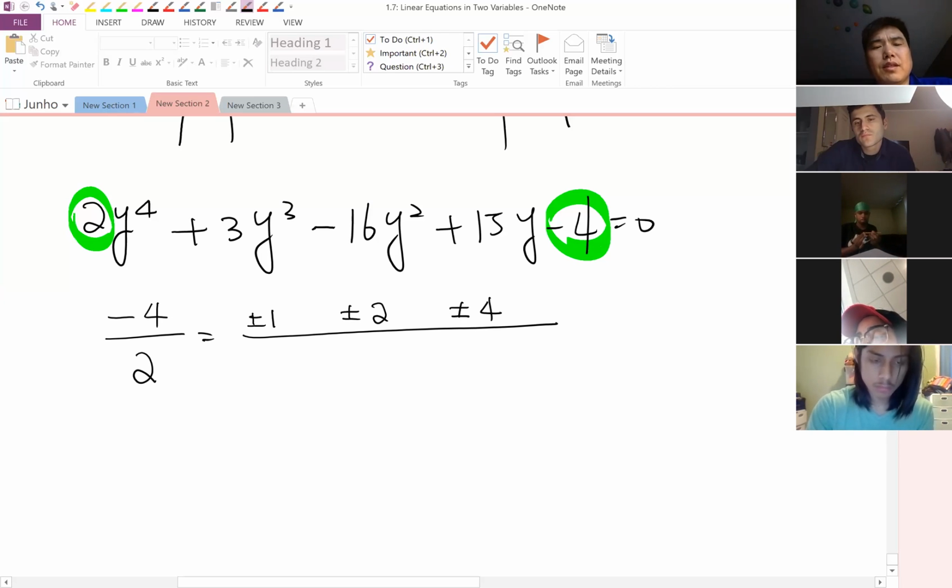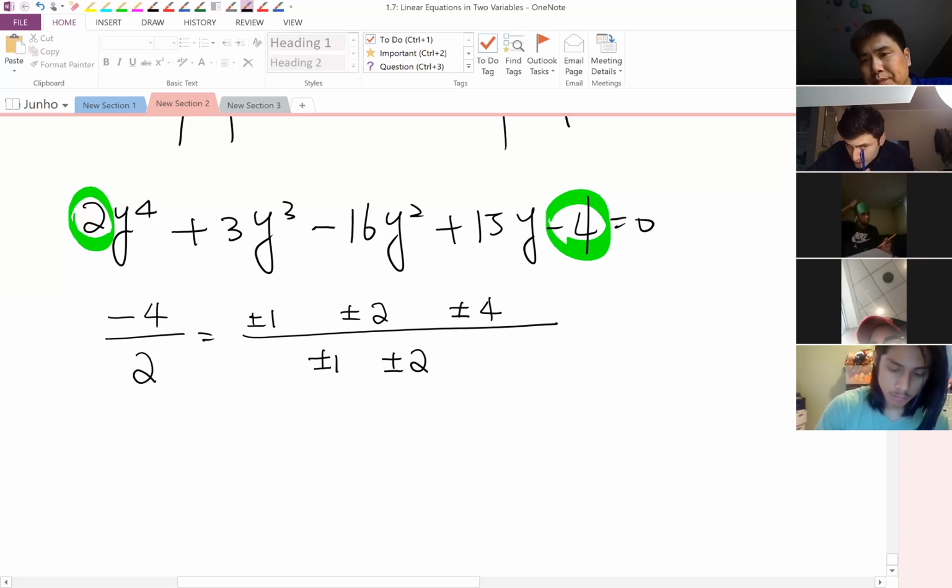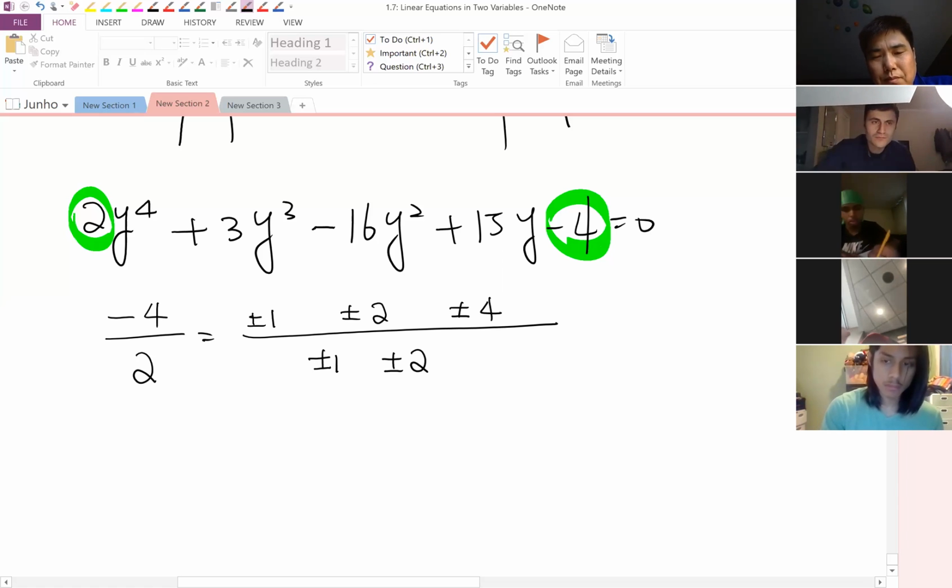Because when you multiply that, negative 1 times 4 or 1 times negative 4 becomes negative 4. Negative 2 times 2 or negative 2 times negative 2 also becomes negative 4. So that's why those are factors of 4. Now for 2, plus and minus 1 and plus and minus 2. Yes? But as you know, plus over plus becomes plus, and minus over minus becomes plus as well. Also, plus over negative becomes negative. So technically, you don't have to put plus and minus on the denominator factor.